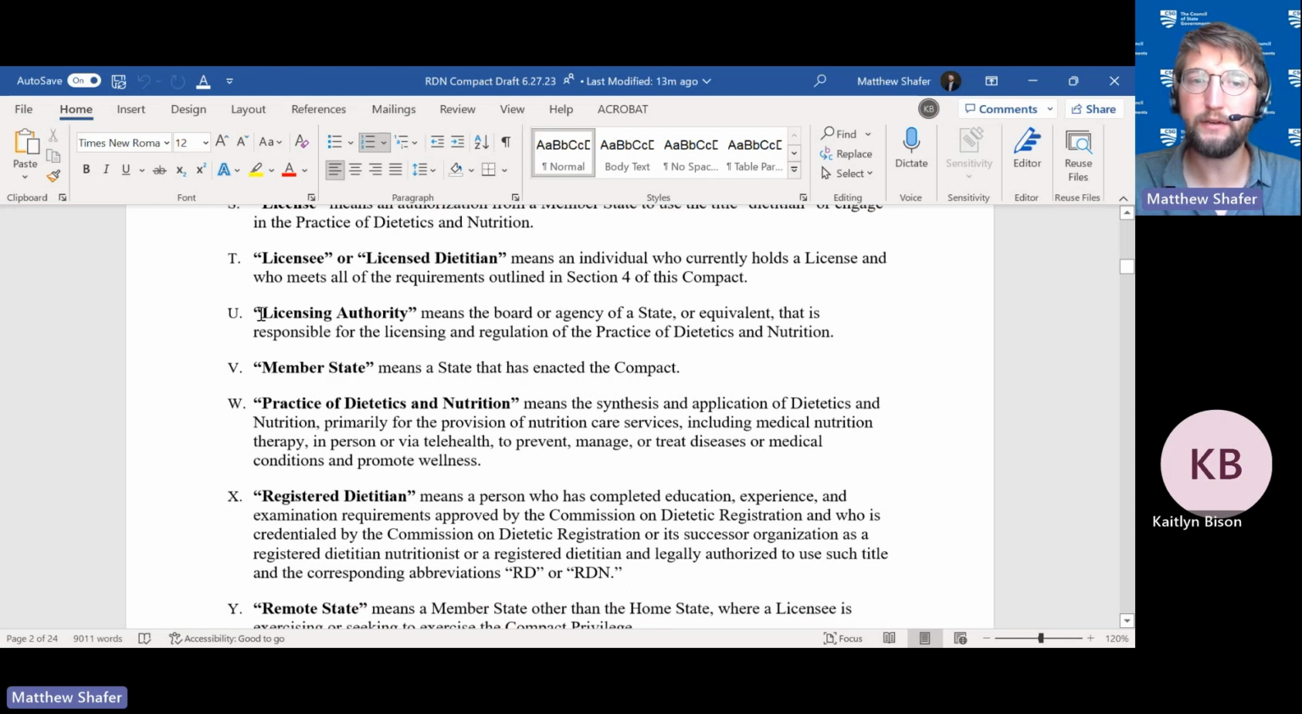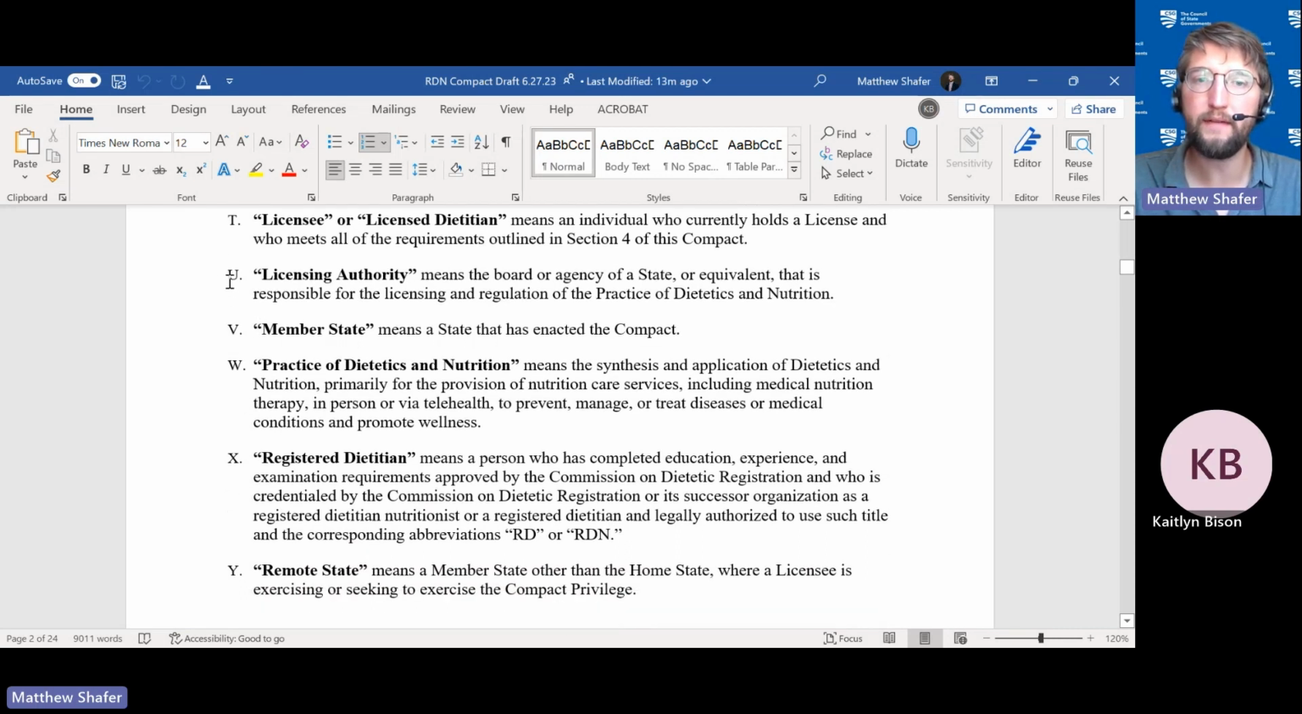Practice of dietetics and nutrition. Again, this definition is tied to the previous definition I shared for dietetics and nutrition. This one also mentions the provision of nutrition care services and medical nutrition therapy. We also mentioned here telehealth, management and treatment of diseases or medical conditions.